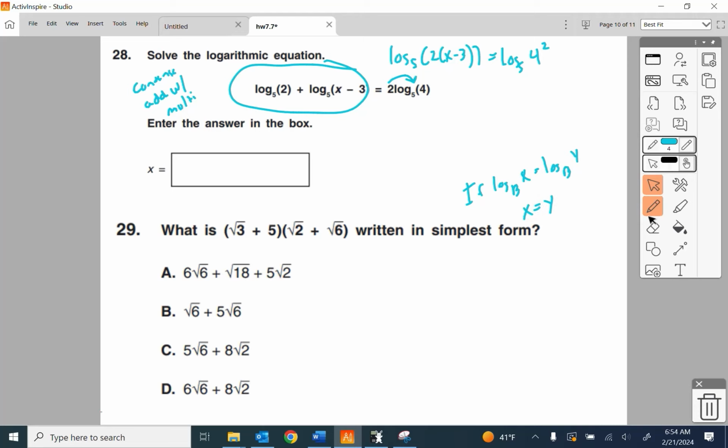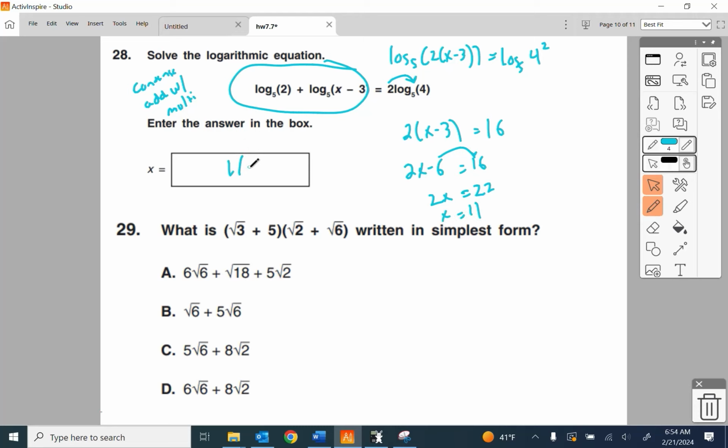I was really disappointed in the number of you kids who understood that concept. It was bad. That's usually a 90-95% concept that kids get, and it was less than 50% this year. So anyways, according to that property, 2 times x minus 3 has to equal 16. So 2x minus 6 is 16. Add 6 to the 16, and x is 11.